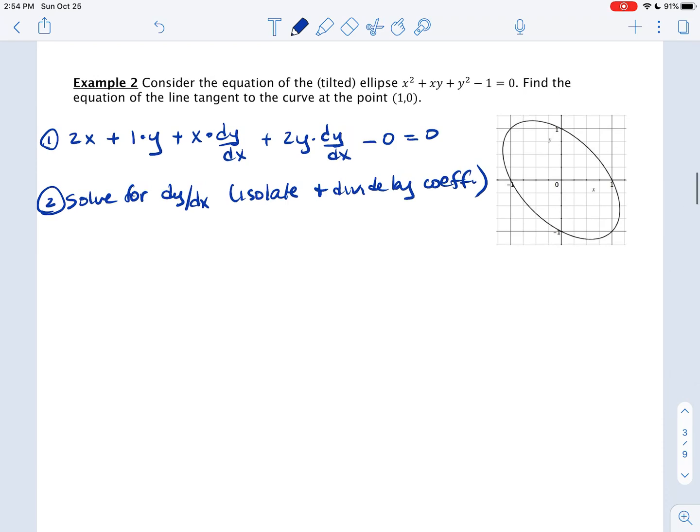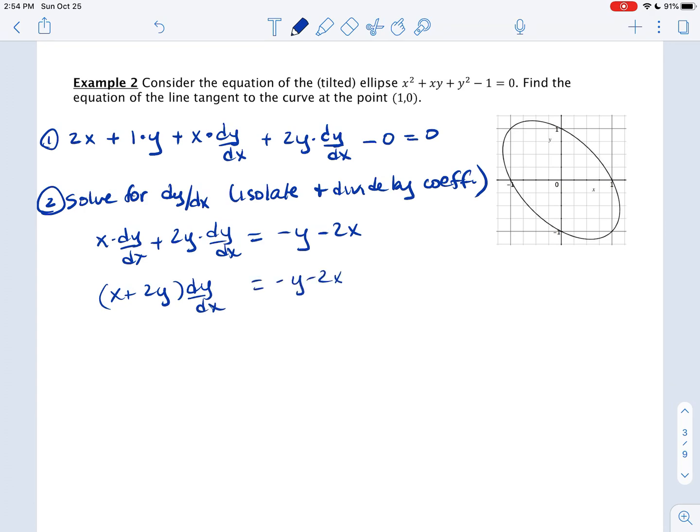Okay, so I'm going to keep the dy dx terms on the left-hand side, and I'm going to move the other terms that do not contain that to the right-hand side. So I have x dy dx plus 2y times dy dx equal to minus y minus 2x. I'm now going to factor out the dy dx, and then divide by the coefficient. So here's my dy dx, and that's going to be minus y minus 2x over x plus 2y. So that's my derivative equation.